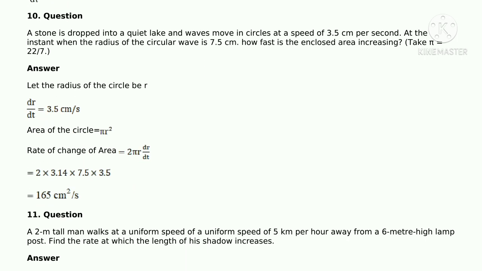In question number 10, a stone is dropped into a quiet lake and waves move in a circle at a speed of 3.5 centimeter per second. This type of question we have already done in the exercise as well as in an example. So now here, if we consider the radius is r, and the rate of the radius is mentioned as the speed, 3.5 centimeter per second, that means dr/dt equals 3.5.